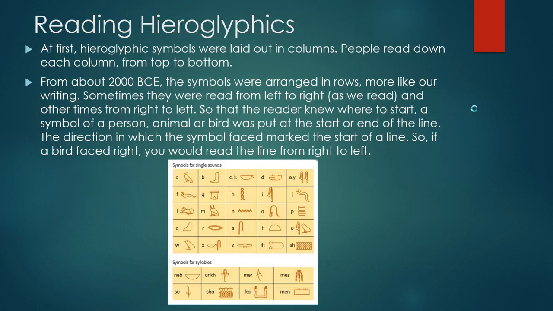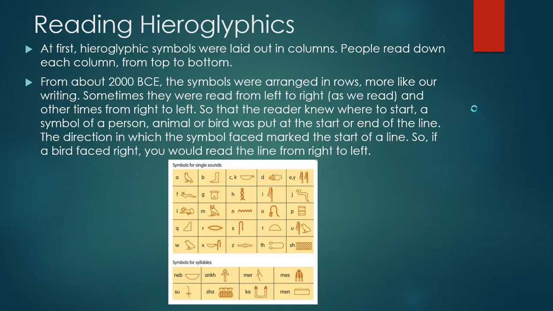So reading hieroglyphics. At first, hieroglyphic symbols were laid out in columns. People read down each column from top to bottom. From about 2000 BCE, so we know that stands for before Common Era, the symbols were arranged in rows, more like our writing. Sometimes they were read from left to right, and sometimes they were read from right to left.